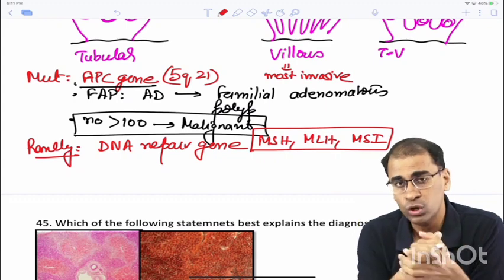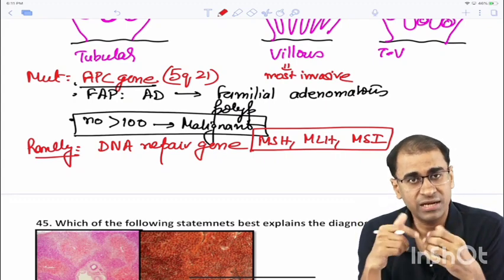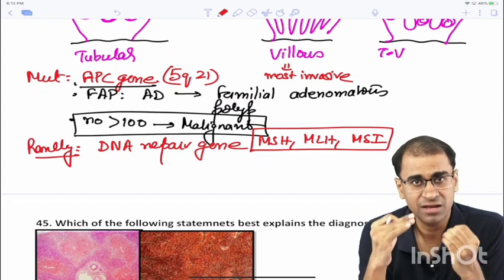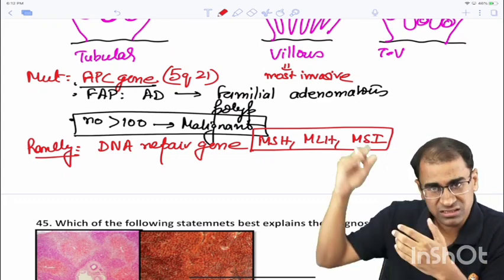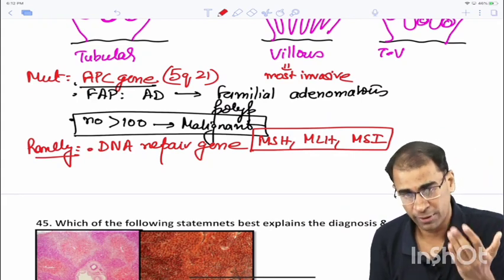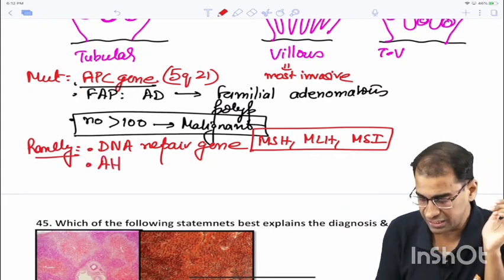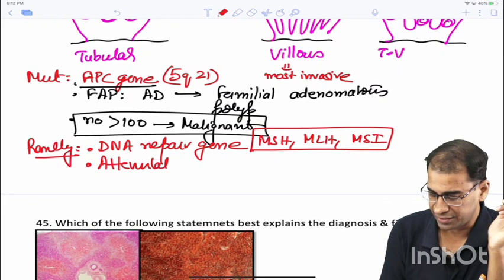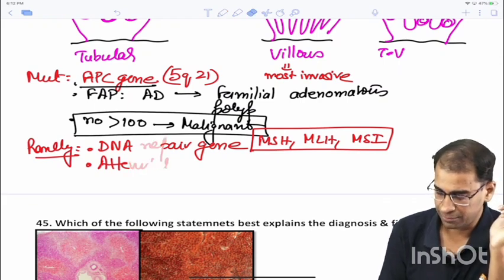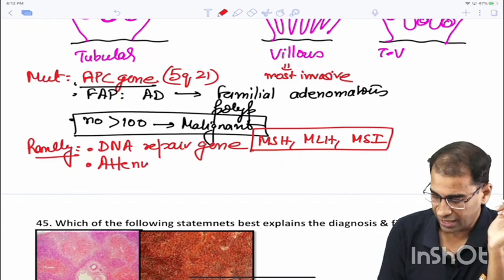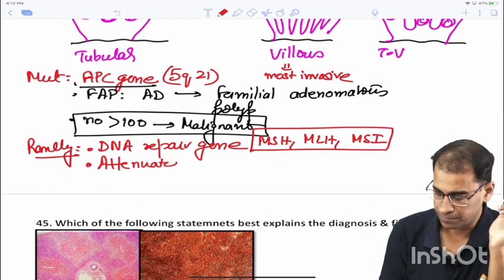And why is it so? Because the satellite region, if you remember, has telomerase, and if the telomerase is overactivated, it can cause limitless replication potential. So this is another gene which is seen there. Usually the DNA repair gene mutation in the adenomatous polyp is called attenuated FAP.